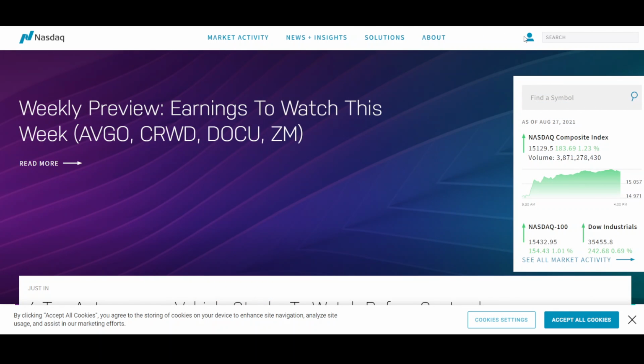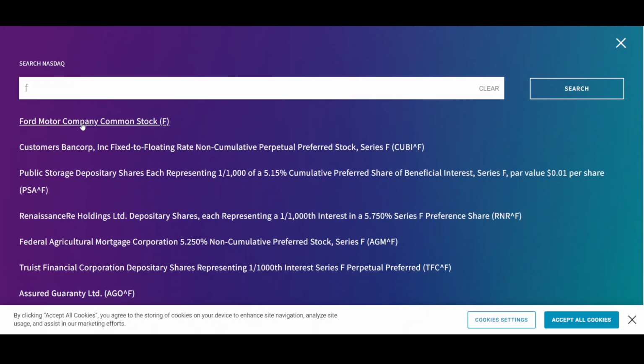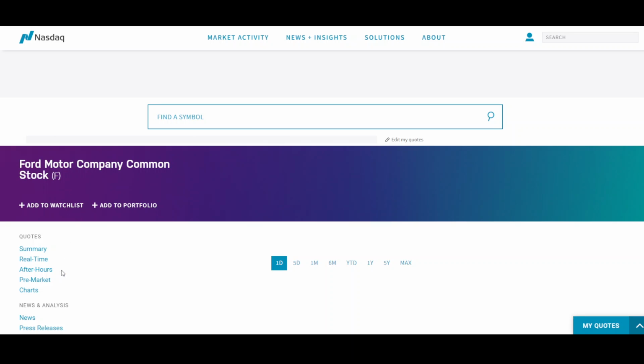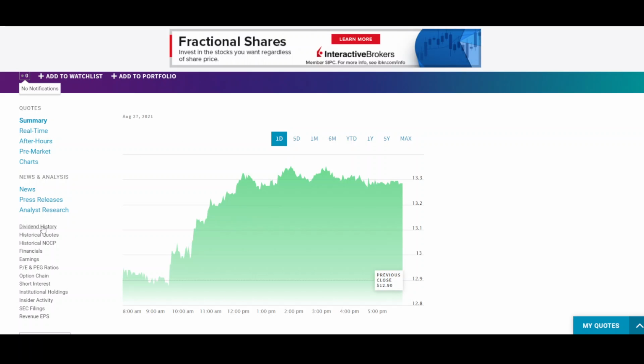But let's also come over here to NASDAQ. Let's type in the ticker symbol that we chose for our stock. You're going to want to type in whatever you chose. Don't type in Ford unless you use Ford. And then we're going to come over here, click on dividend history.